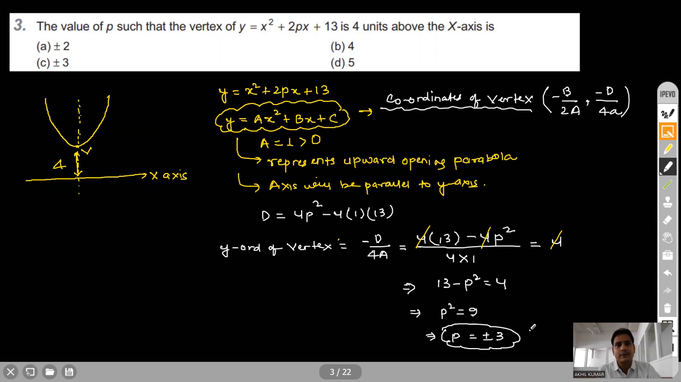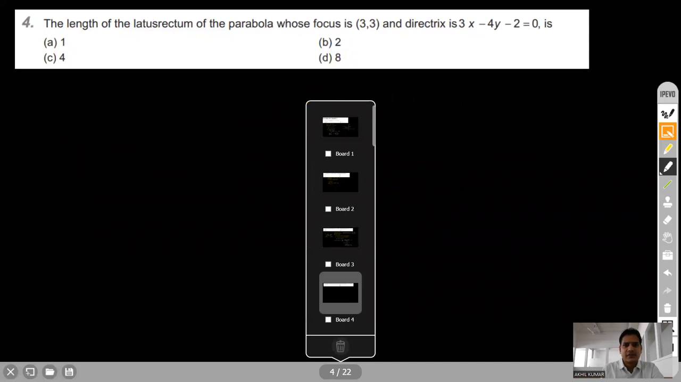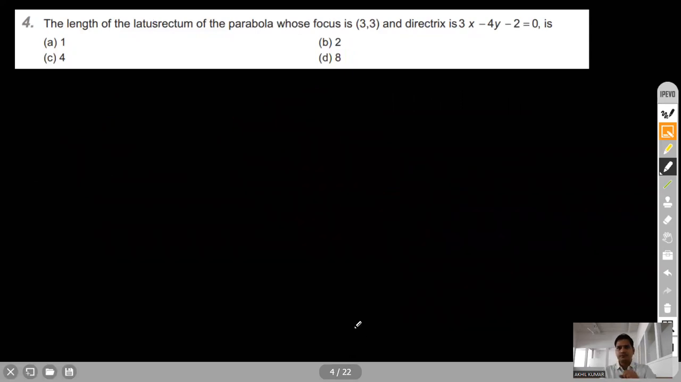So this will be the value of p for the vertex of this parabola to be 4 units from the x-axis. Let me write here also, the coordinates of this V will be minus b upon 2a, which is the x coordinate, and the y coordinate will be equal to minus d upon 4a. Hope this is clear to all. So let's check the next question.